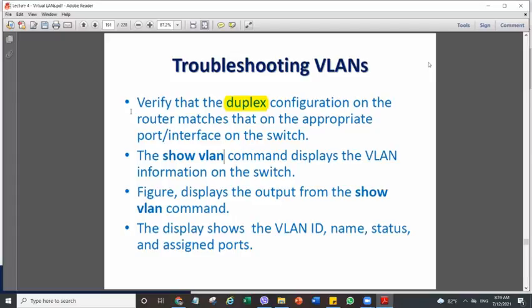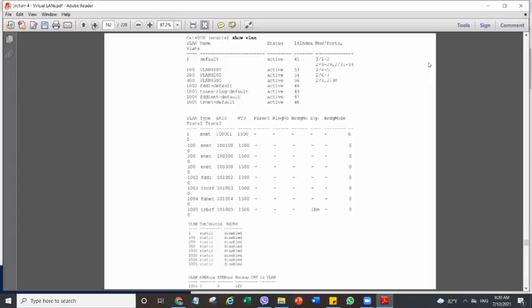Whatever information it displays, VLAN ID, name, status, assigned ports, those things you can find. Here is an example with the VLAN number, name, and whether it is active or not. Not sure about the index anyway. Ports are also not yet assigned for the VLAN. It is simple.